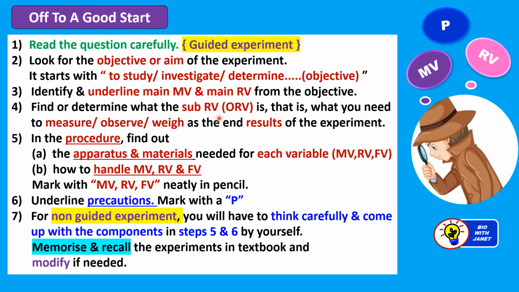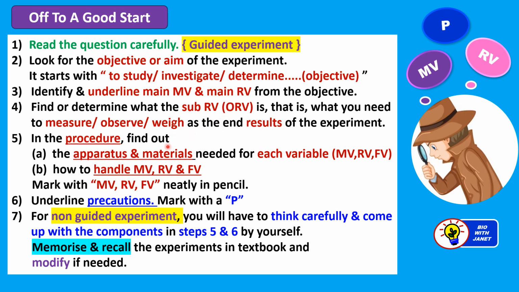But the sub-RV is what we measure in the lab, right? Or what we observe in the lab. So you still have to hunt around for the sub-RV, okay? From the procedure. Now next, highlight or underline these three variables: MV, RV from the objective, and the sub-RV, which is somewhere inside the procedure.